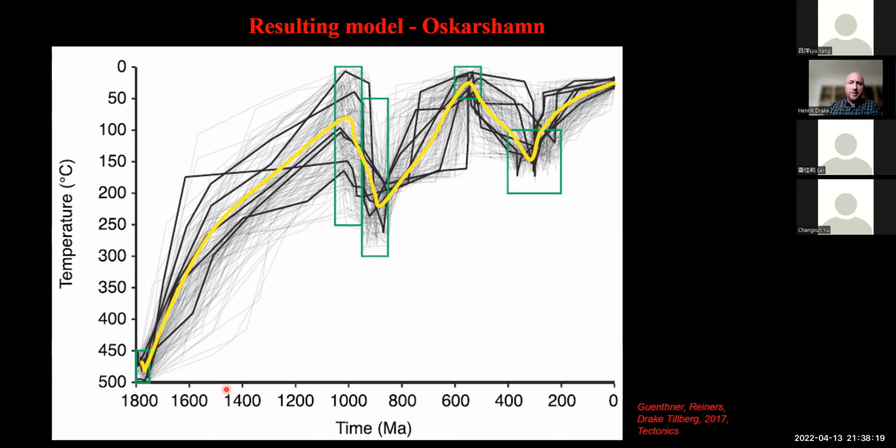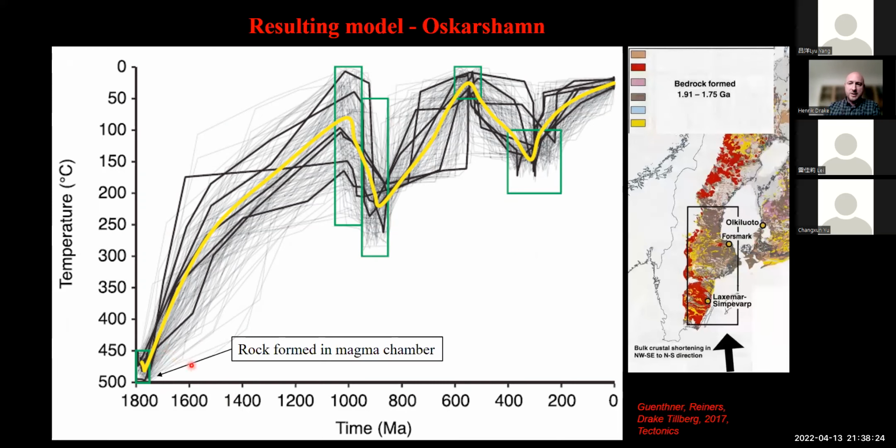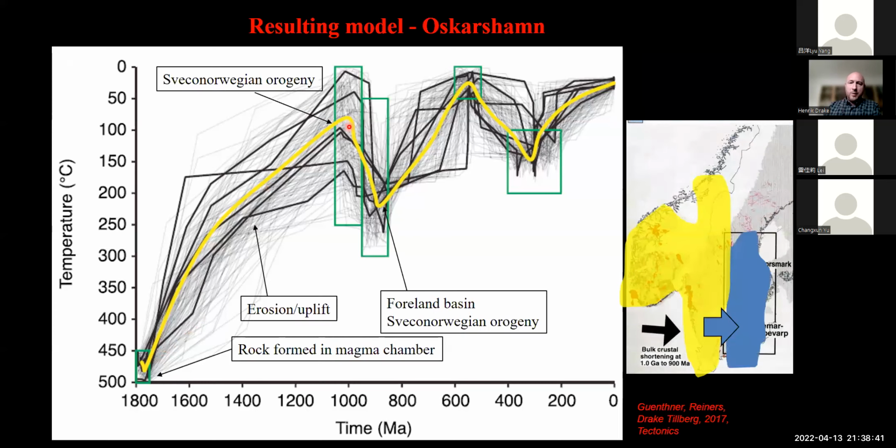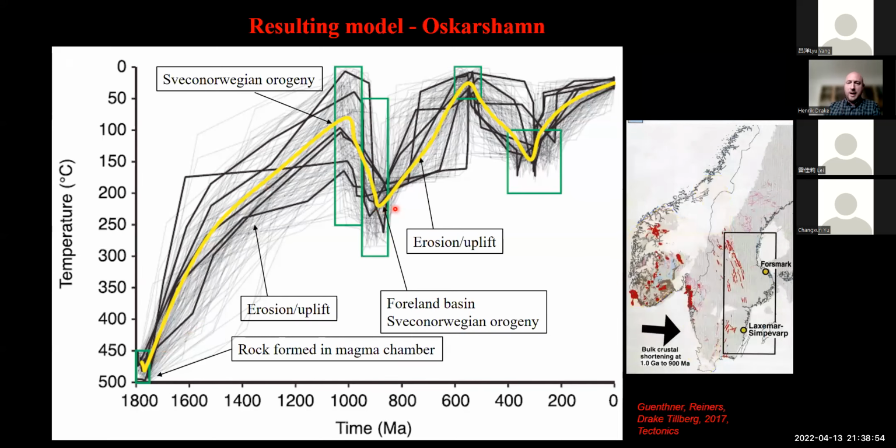So this is the temperature-time diagram of southeastern Sweden. We start here with rock formation. So the rocks are formed in eastern Sweden at high temperatures, and with time, these rocks are eroded and uplifted. At 1 billion years ago, we got the Norwegian orogeny in western Sweden. We were almost at the surface at that time. Then we got a foreland basin afterwards that depressed the eastern part of Sweden to depths of maybe 8 kilometers at most. And after that, we again got this erosion.